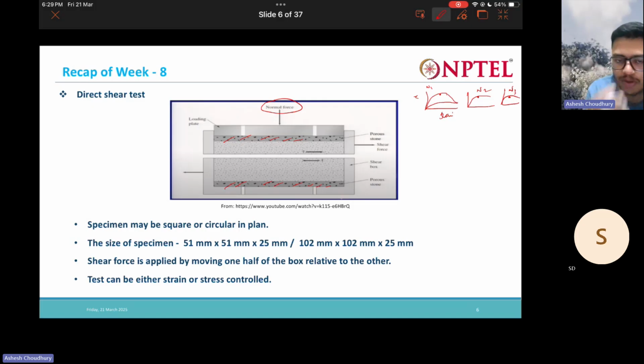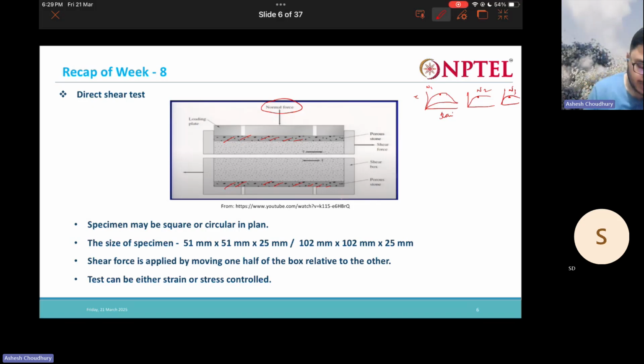Okay, where you are going to use the C and phi values, you have to judge as an engineer. In the place where you are going to use those values, where you have to use that material, which one will get mobilized, whether it will be the peak shear stress or the residual stress. Which one gets mobilized, that you have to judge.